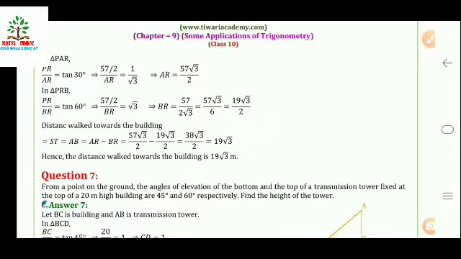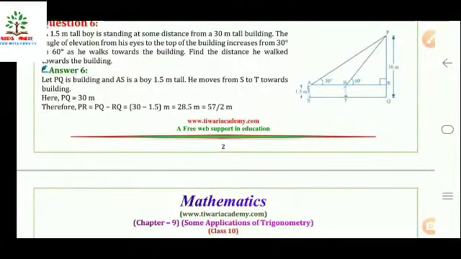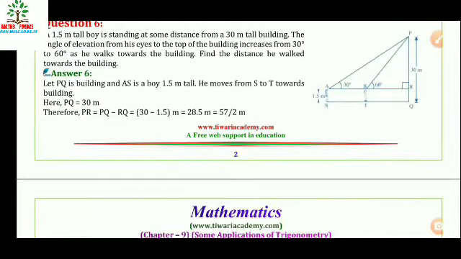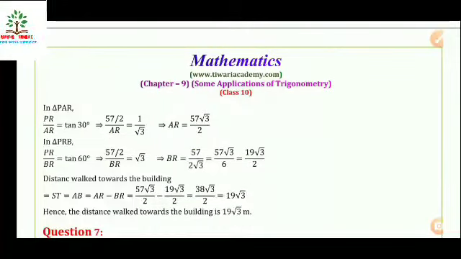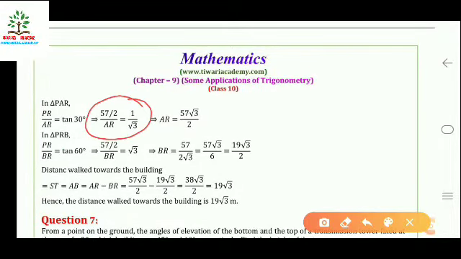In the triangle PAR, we have PR over AR equals tan 30 degrees. Taking this triangle PAR, using the property tan 30 equals PR over AR, and now putting the values, as we know, 57 upon 2 over AR equals 1 over root 3. So AR equals 57 root 3 upon 2.